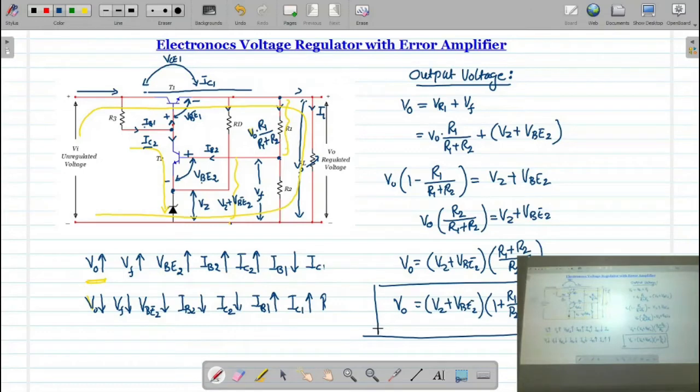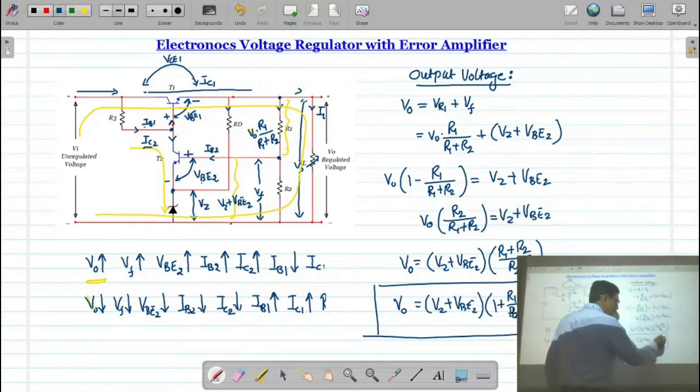Okay. So you can see that the output voltage depends on what kind of Zener voltage you have connected. It is of 5 volt, 10 volt, 12 volt, and accordingly your requirement of the output voltage, you have to select the value of the Zener.